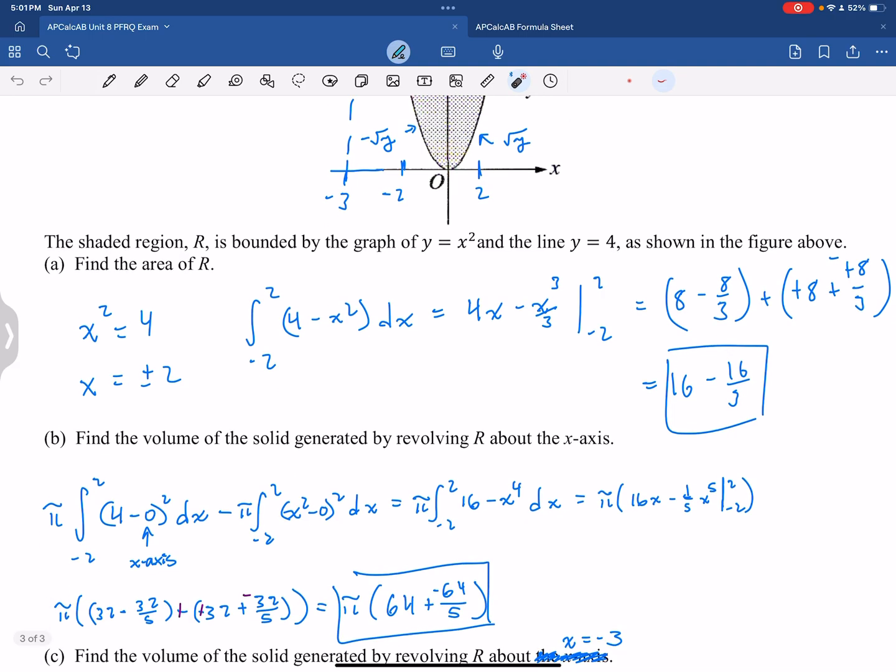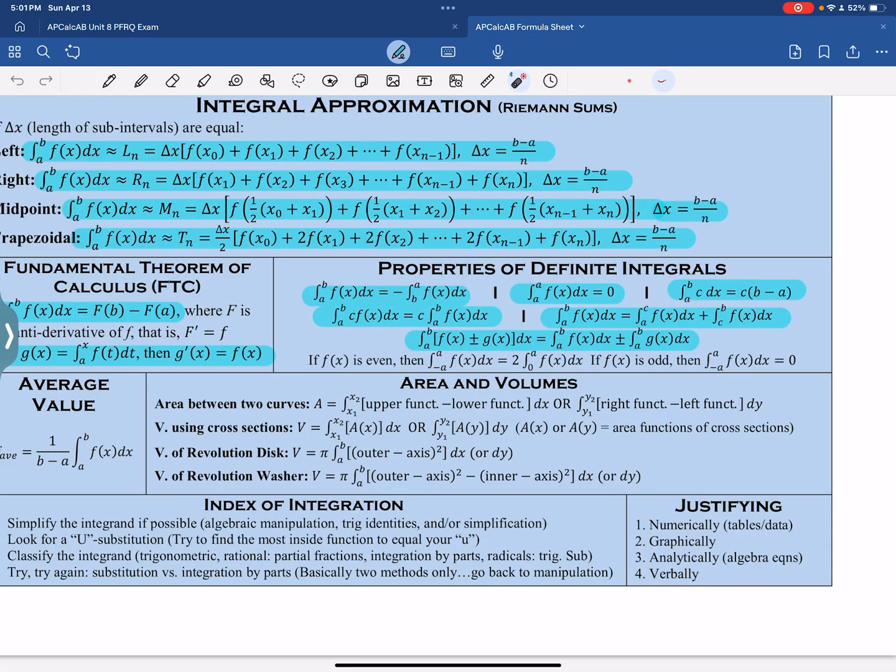Okay, now to the fun stuff. A volume of a solid generated by revolving R about the x-axis. Now, our x-axis is y equals 0. That's our axis of revolution. So when you're looking at your formula right here, you have the outer minus the axis, okay?